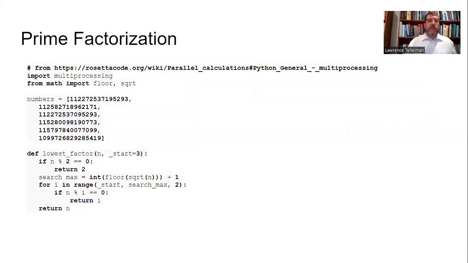Here are some numbers that are not so simple, right? You look at these numbers and say, huh, what's the prime factorization of that? This is not something you do in your head. This is where a computer comes in and is helpful. So what we're doing is calling the lowest factor function, and we're starting with 3.